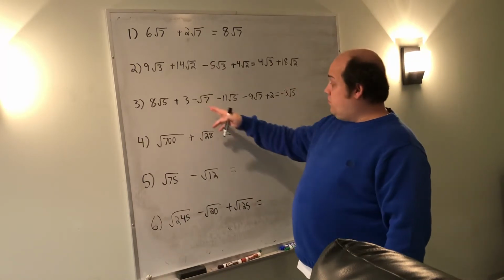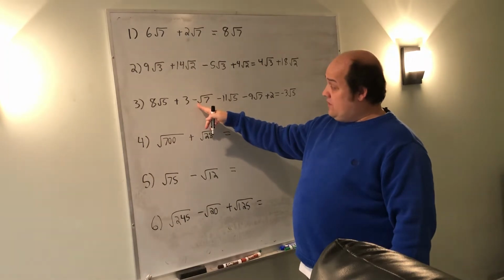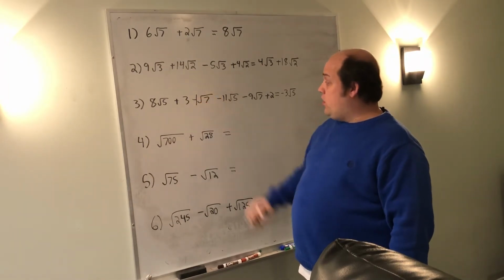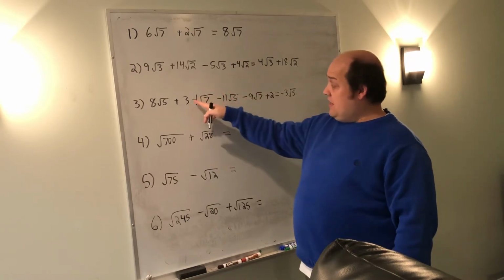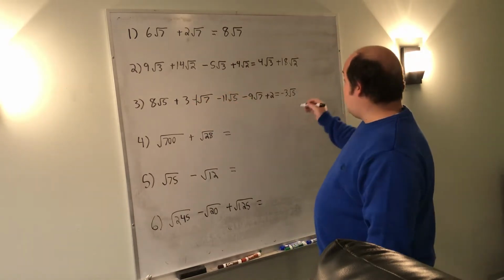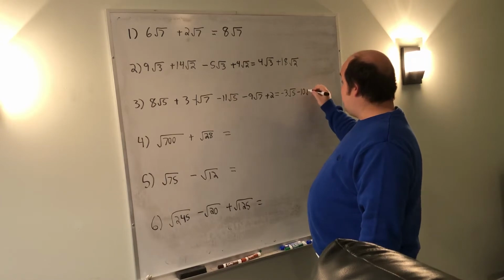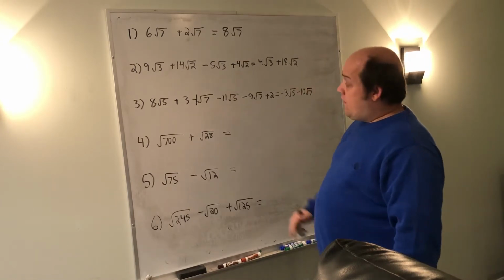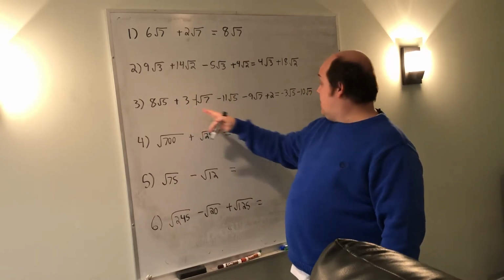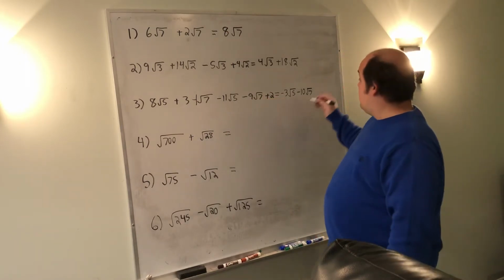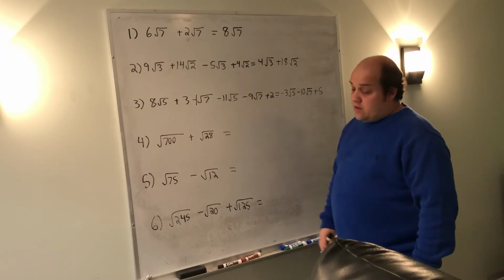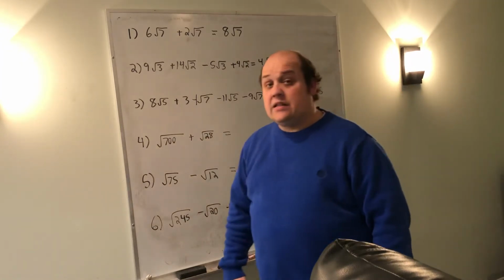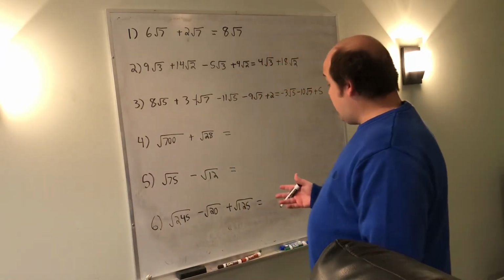If I now look at the roots of 7, here I have negative root of 7, which is an understood negative 1 root of 7. Here I have negative 9 roots of 7. Negative 1 and negative 9 combine to give me negative 10 roots of 7. Finally, here I have plus 3, here I have plus 2, 3 plus 2 total to give me 5.